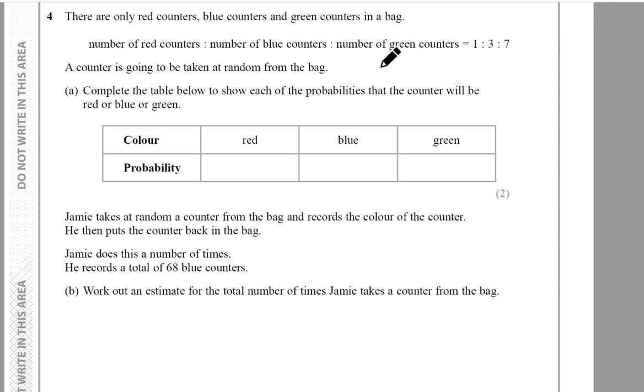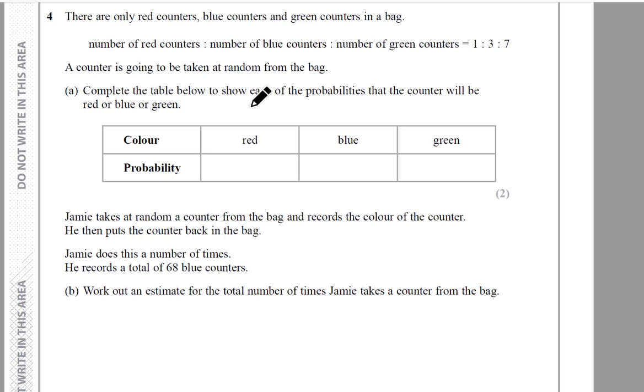Okay, question 4 looks like a probability question, and this looks like it will be banker marks. There are red, blue and green counters in the bag. Got a ratio here. A counter is going to be taken from the bag at random. Complete the table below to show the probabilities that the counter would be red, blue or green.